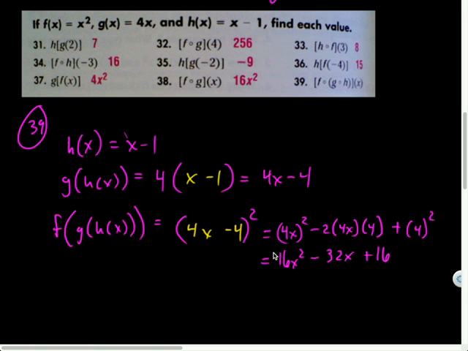And blah, blah, blah, 39. That is the answer in El Libro. So I believe we are good. So that was last night's homework, talking about function composition. Very good.